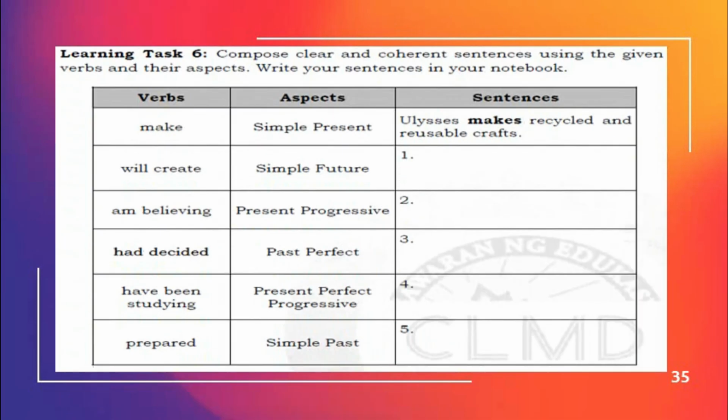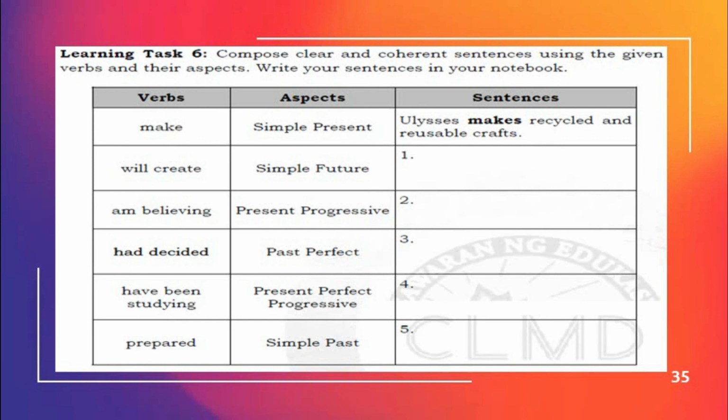Okay, let's move on to learning task 6. Compose clear and coherent sentences using the given verbs and their aspects. Write your sentences in your notebook. So we have 3 columns here. First column, verbs. Second column, aspects. And the third column is for sentences.